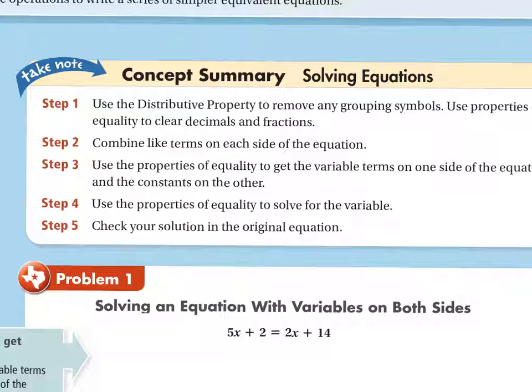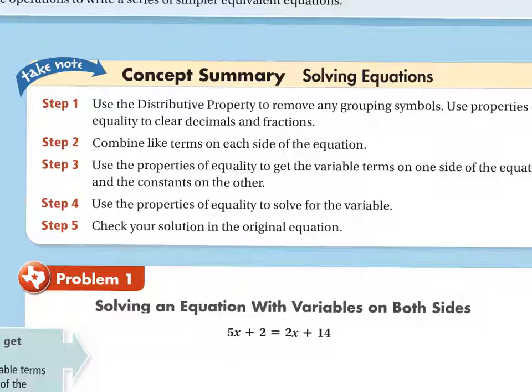The first step says to use distributive property to remove any grouping symbols, and then use properties of equality to clear decimals and fractions. Grouping symbols are the parentheses. They group certain numbers together. Before we do anything, we want to get rid of the parentheses. You're already used to parentheses being first because of PEMDAS. Well, in algebra, they're still first. We want to get rid of them. We learned yesterday how to distribute, and that's how we're going to get rid of all of those parentheses.